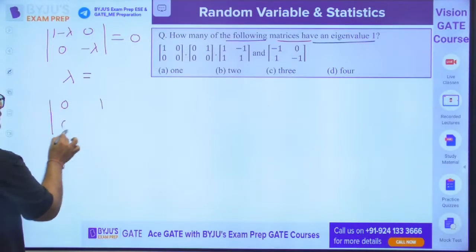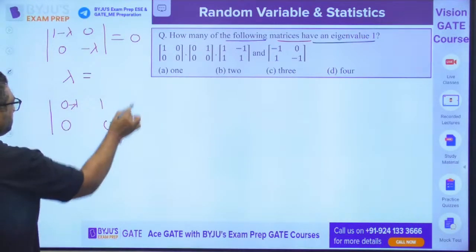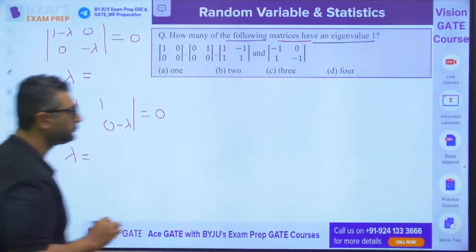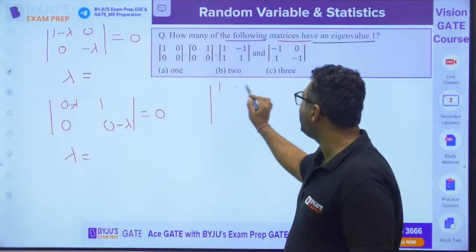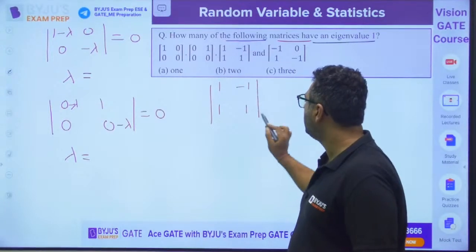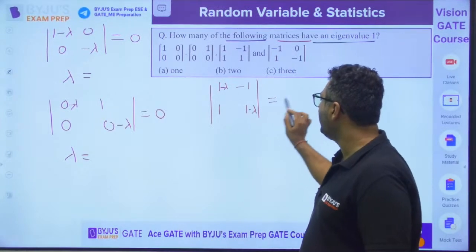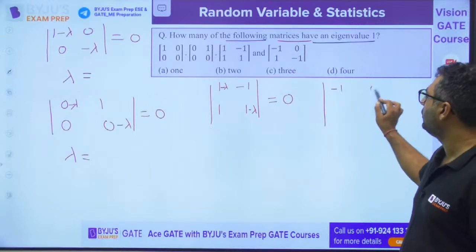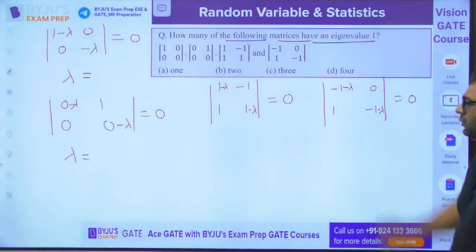0, 1, 0, 0. So minus lambda, minus lambda. Equate it to 0. You will get the lambda values. Repeat it for the third matrix. 1, minus 1, 1, 1. Minus lambda, minus lambda. Equate it to 0. Fourth matrix, minus 1, 0, 1 and minus 1. Minus lambda, minus lambda. Equate it to 0.